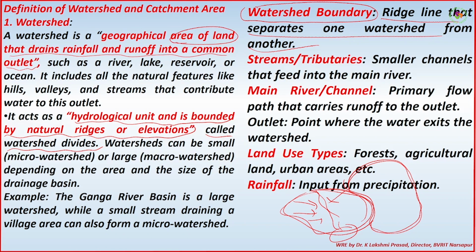The entire area of land of the watershed may contain forests, agricultural land, and urban areas also. All this will be a natural part of the catchment. What is the main input for the watershed? Only the rainfall is the input for the watershed.